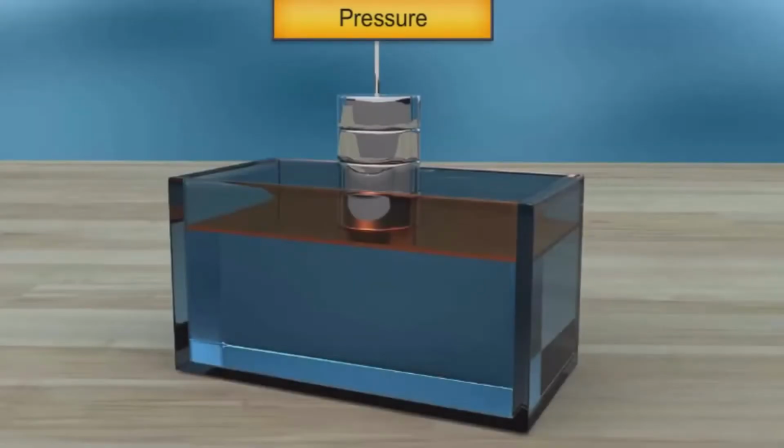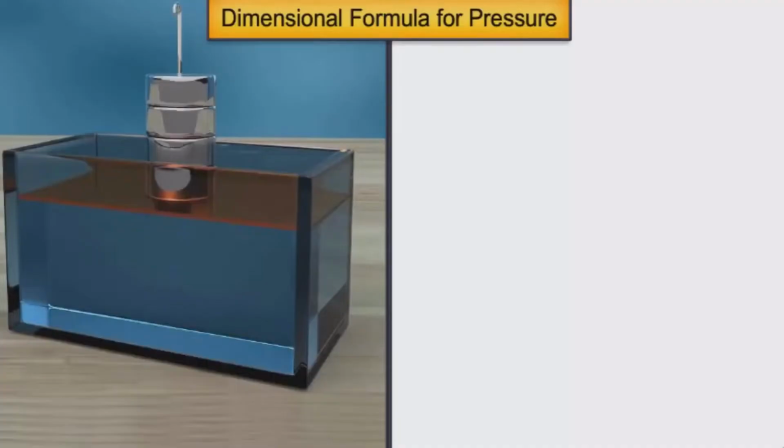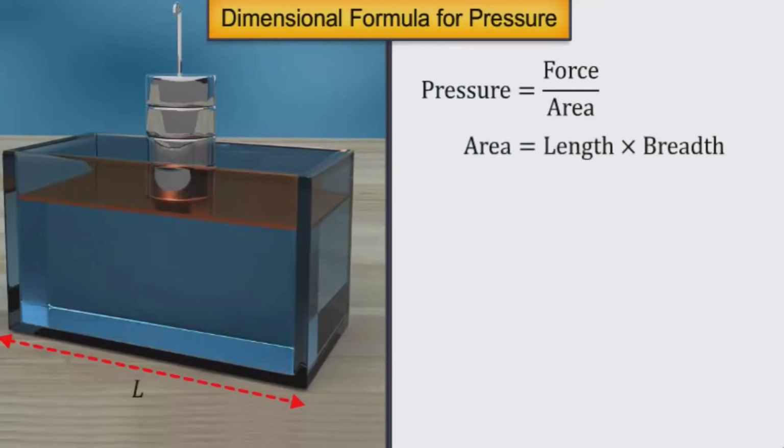Let us find the dimensional formula for pressure, which is equal to force per unit area. Area is the product of length and breadth. Length and breadth represent the base quantity, length. Thus, area can be expressed as length square, and hence its dimensional formula is L^2.